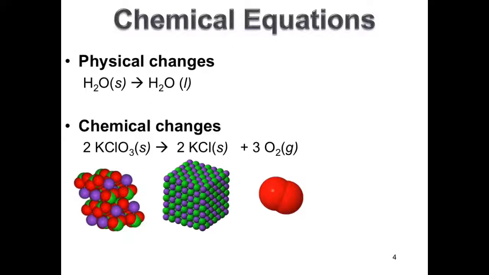Chemical equations generally represent chemical changes, such as the second equation below. 2 potassium chlorates produce 2 potassium chlorides and 3 oxygens when they are heated. They can also represent physical changes. H2O solid, that is ice, add some heat and you get H2O liquid, water.